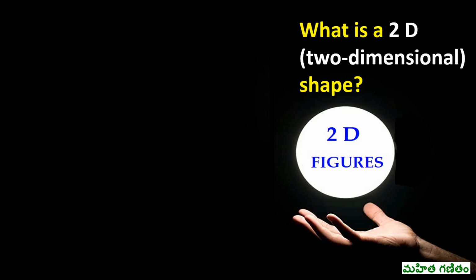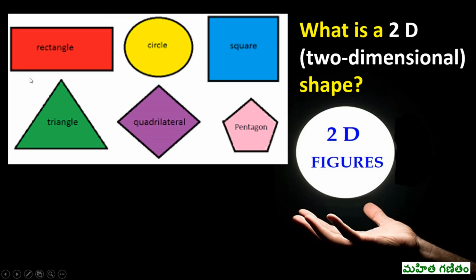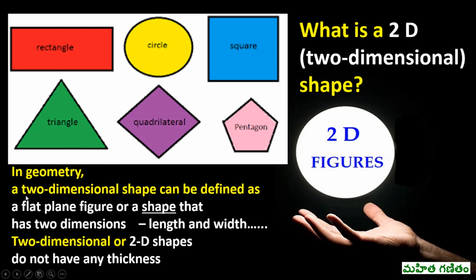Today, before going to the lesson, we observe 2D figures. What is a 2D, two-dimensional shape? Rectangle, circle, square, triangle, quadrilateral, pentagon. All these are two-dimensional figures. In geometry, a two-dimensional shape can be defined as a flat plane figure or a shape that has two dimensions, length and width. Two-dimensional or 2D shapes do not have any thickness.